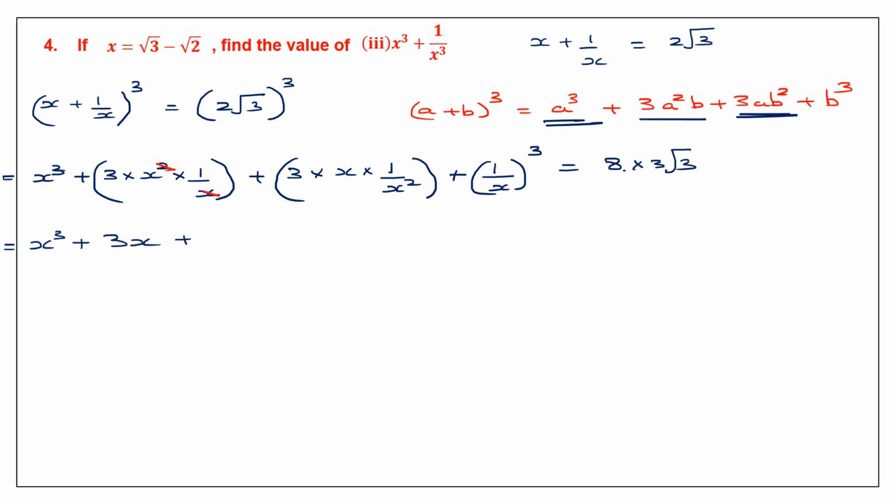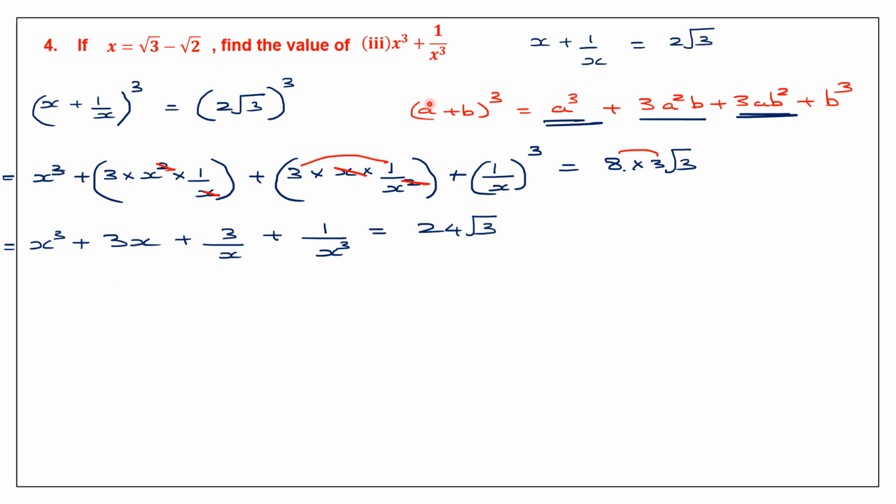Now here also we can cancel. We have 1x here and 2 here. So we can cancel out 1x. So we have only 1x left. So here what do we have? We have 3 into 1 by x. That will be 3 into 1 is 3, and then by x. So we have 3 by x plus 1 by x cube. 1 cube is 1, 1 by x cube. So this is 1 by x cube. Then here we can multiply 8 into 3. 8 3s are 24. 24 root 3.